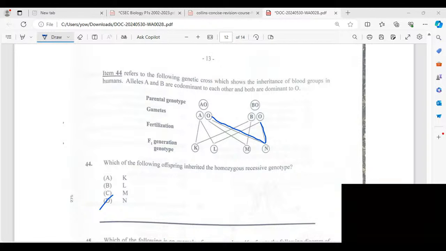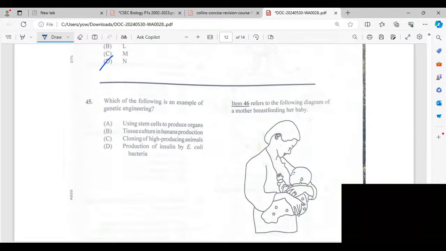All right. So we are going on with 45. Which of the following is an example of genetic engineering? Which of them is an example? D, the production of insulin by E. coli bacteria. All right.